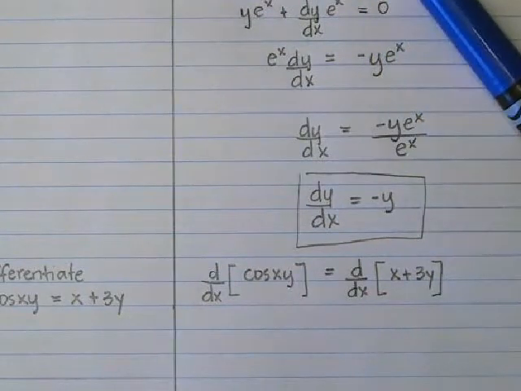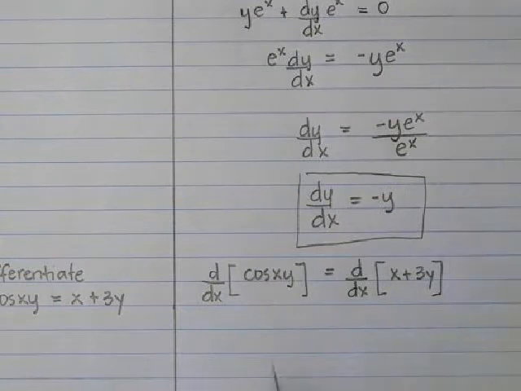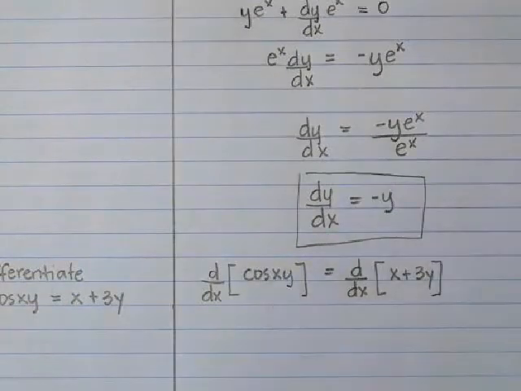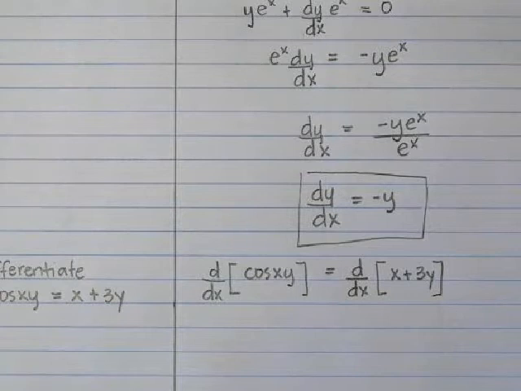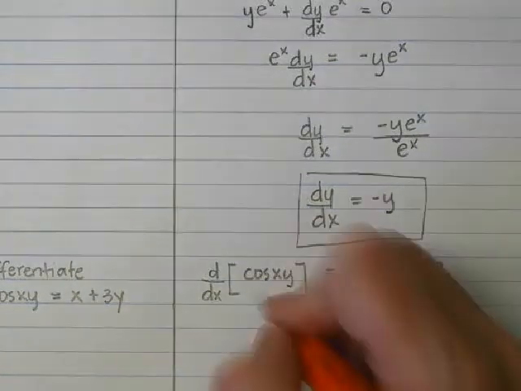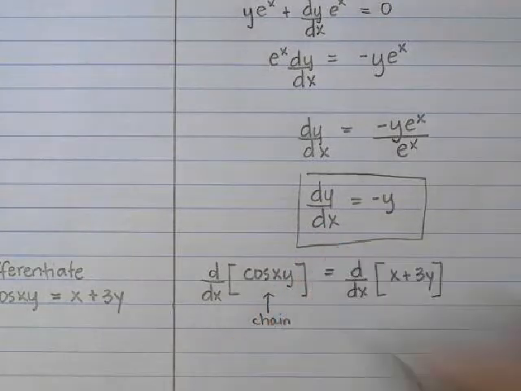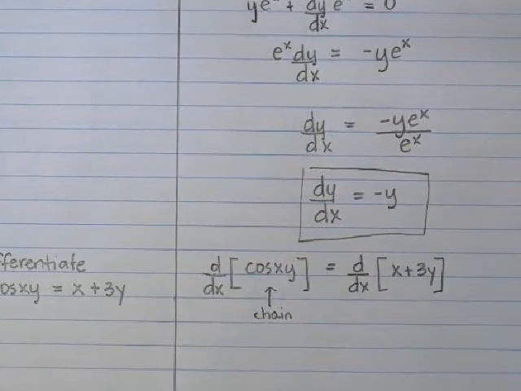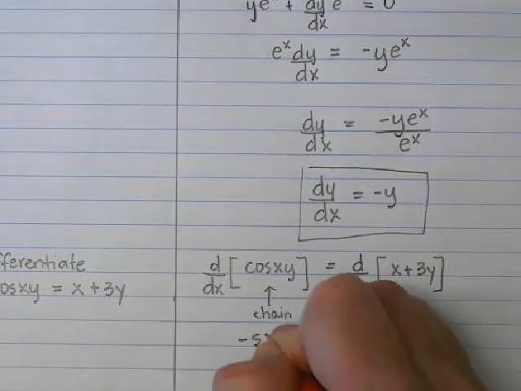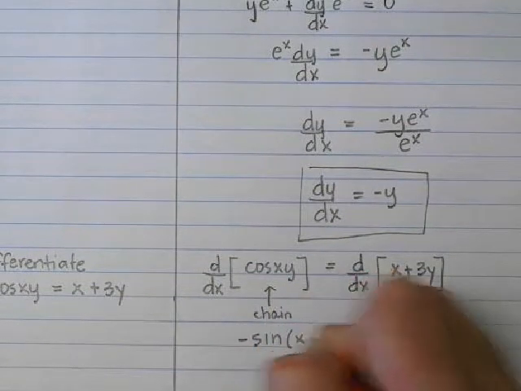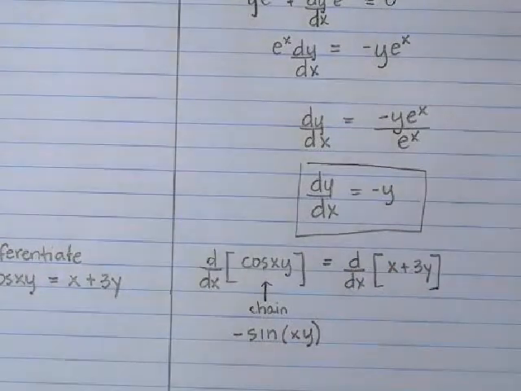Okay, so I can see here on this cosine xy, the mommy function is just cosine, but inside we have an xy. So that tells me it's a chain rule. And the chain rule has a product rule in it because it has an xy. So we're going to start with the chain. I'm going to say the derivative of cosine is negative sine. And I'm going to leave the baby in.